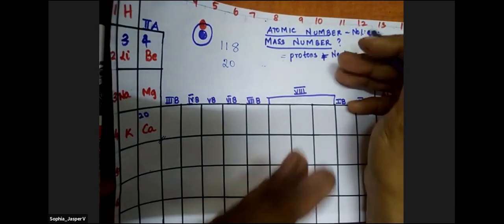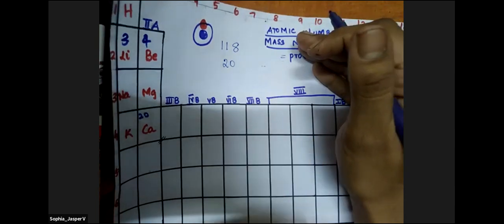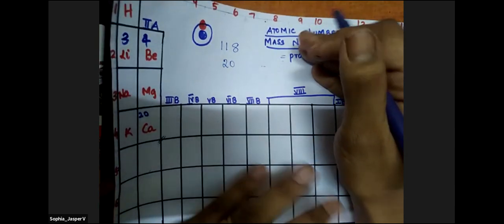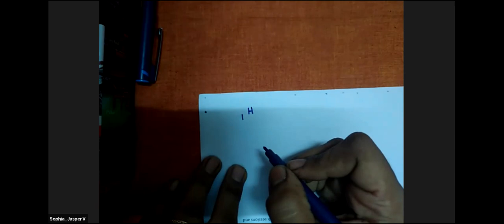Now we are going to find out the mass number of any element. How will you do that? For example, let's take the most simple one, 1 hydrogen. What will be its mass number? Does anybody know? 1. No, 2. No, it's an isotope. Very good.